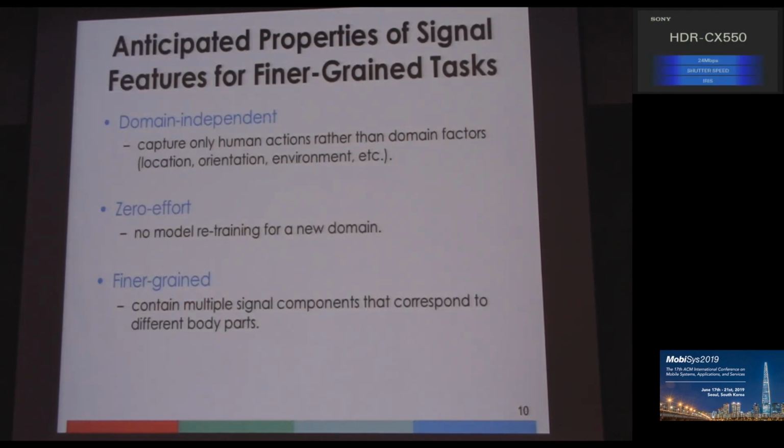Here we list the anticipated properties of signal features for finer-grained tasks. The first is domain independent. It means that it should only capture human actions rather than domain factors such as location, orientation, or environment, and it should perform consistently across different domains. Second is zero effort. It means that with such a feature as input, we don't need to retrain the model for the new domain. The third is finer grained. It means that the new feature should contain multiple signal components that correspond to different body parts.